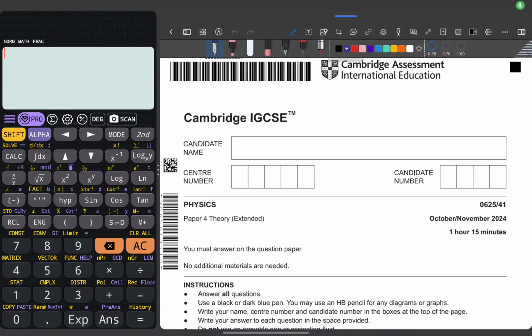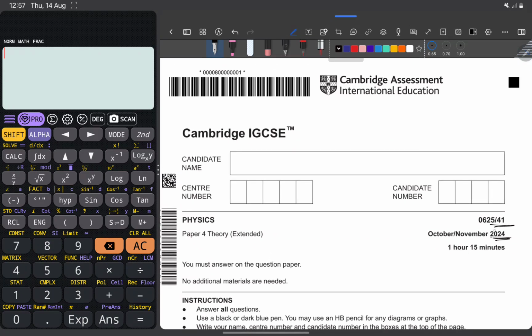Here we are, and we are going through a paper. How fun is this? So here we have the 2024 paper 4-1, okay? Physics, of course. Cambridge IGCSE physics, and we are trying to see how we can do this one. Let's enjoy.